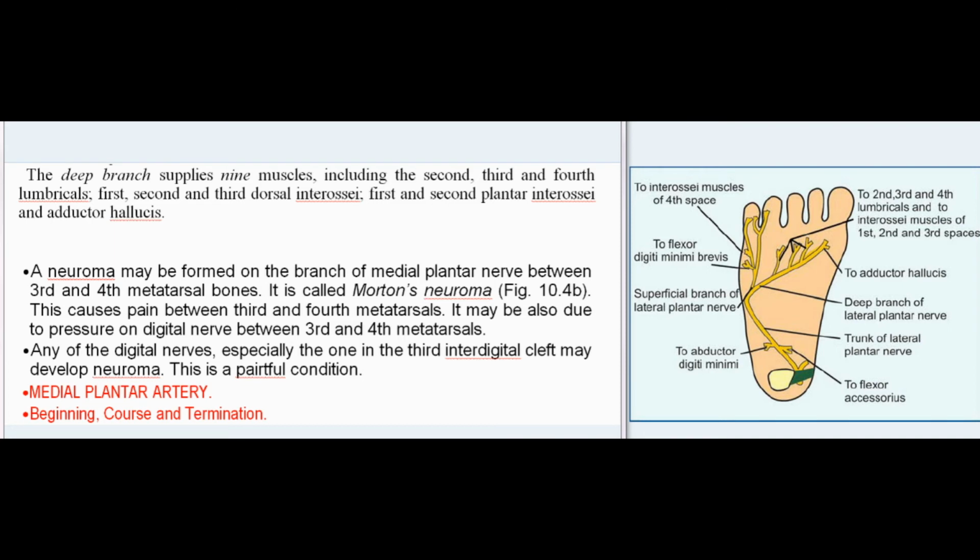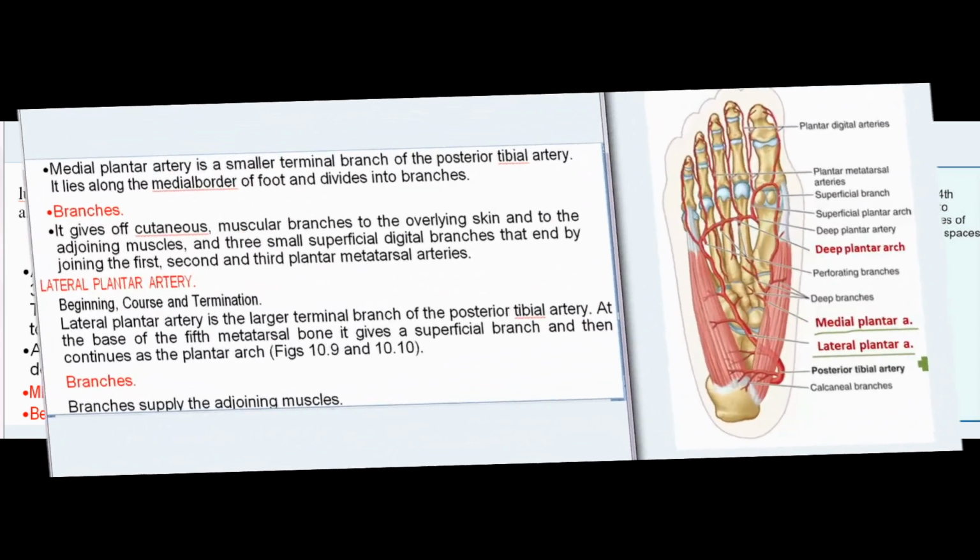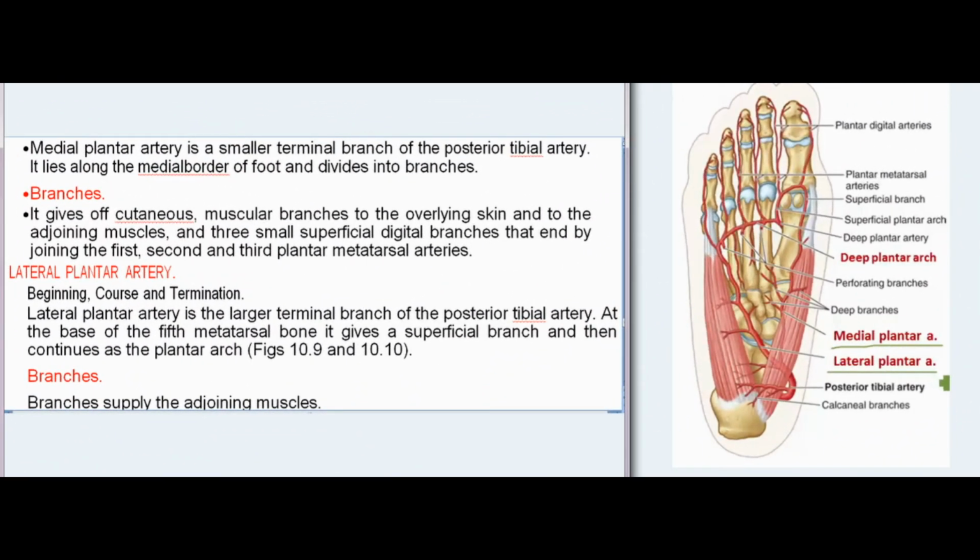Medial plantar artery. Beginning, course and termination. Medial plantar artery is a smaller terminal branch of the posterior tibial artery. It lies along the medial border of the foot and divides into branches. Branches. It gives off cutaneous and muscular branches to the overlying skin and to the adjoining muscles, and 3 small superficial digital branches that end by joining the first, second, and third plantar metatarsal arteries.